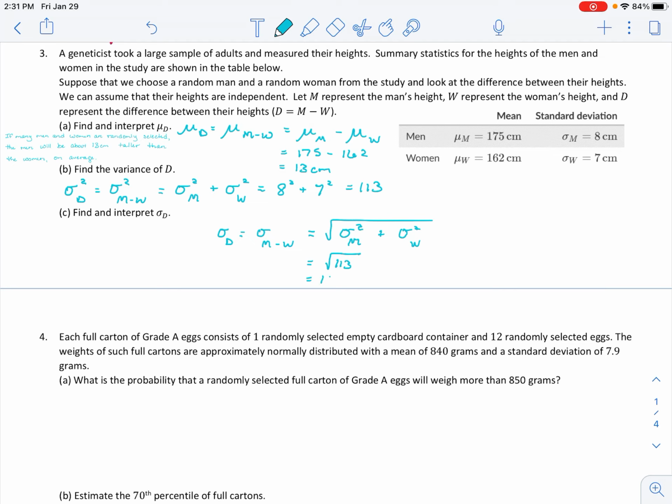So it's about 10.6-ish, which again means if you randomly select many men and women, the typical distance between their heights will be about 10.63 centimeters from that average of 13.